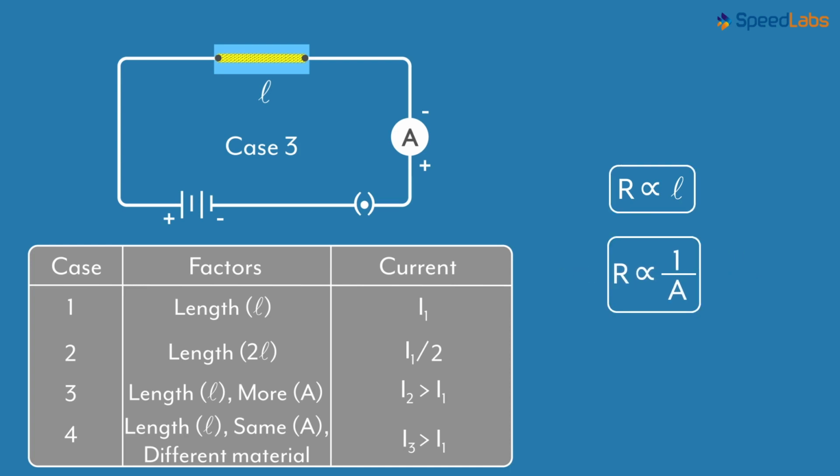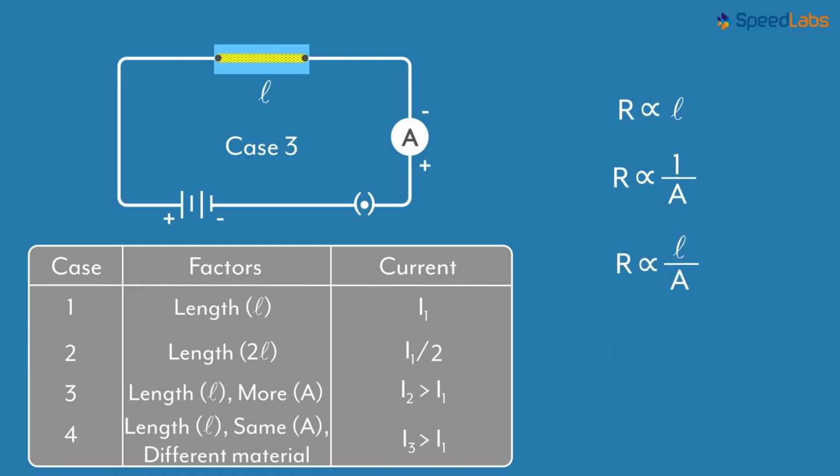Combining these two tells us that the resistance is directly proportional to the length of the conductor and inversely proportional to its cross-sectional area. If we introduce a constant ρ, it can be written like this. This is the constant of proportionality and is called the electric resistivity of the material of the conductor.